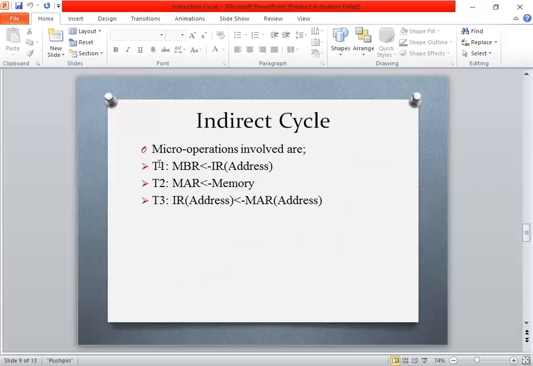In the next slide, the micro operations of the indirect cycle are: first micro operation, the address part of the instruction register is transferred to the address part of the memory address register. From memory, the address is fetched and transferred to the memory address register. The address part of the memory address register is transferred to the address part of the instruction register.